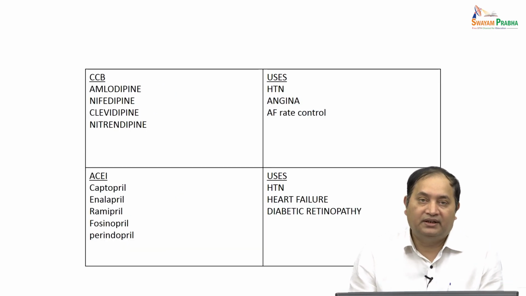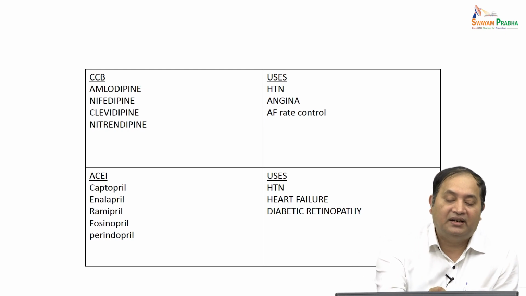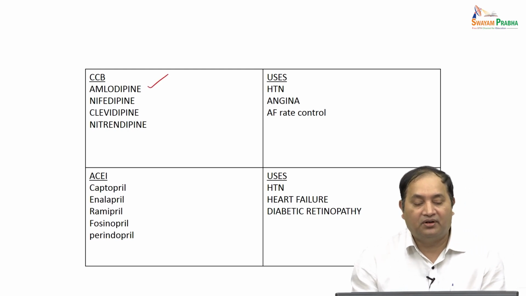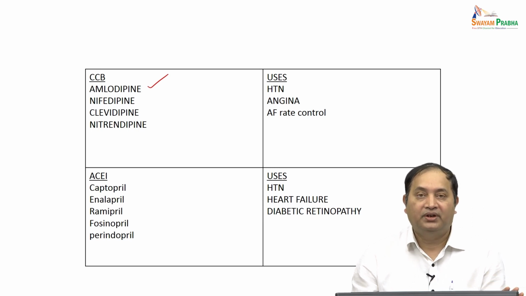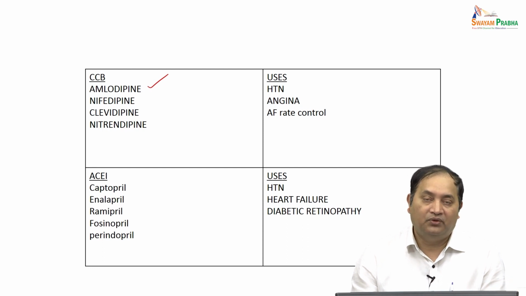Now, the most common drugs in clinical practice are calcium channel blockers like amlodipine, nifedipine, clevidipine or nitrendipine. Amlodipine is most commonly used. It is used in hypertension and angina. The only problem with amlodipine is that it causes pedal edema. There is a swelling of the ankle with calcium channel blockers.